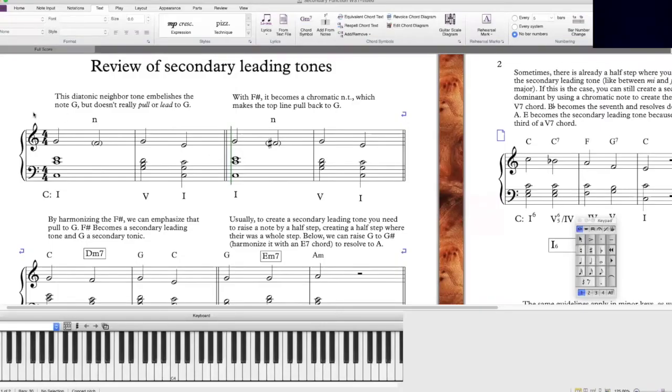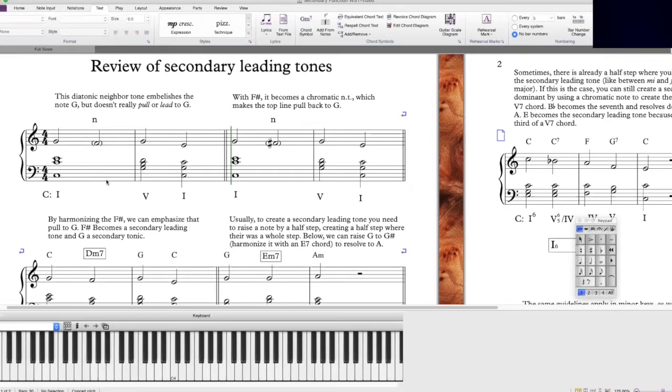Hello everyone, this video is going to be about secondary leading tones and secondary dominant chords. So to understand how these chords work, we first have to look at this basic chord progression, this diatonic progression, 1-5-1 in C major, and think about the functions of the chords. So by that I mean tonic, dominant to tonic.